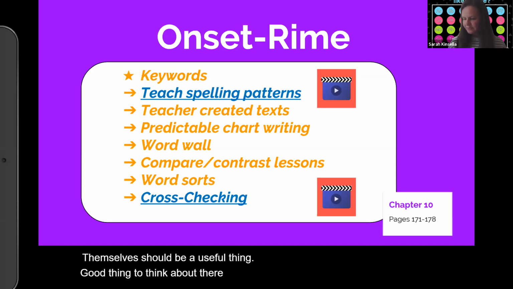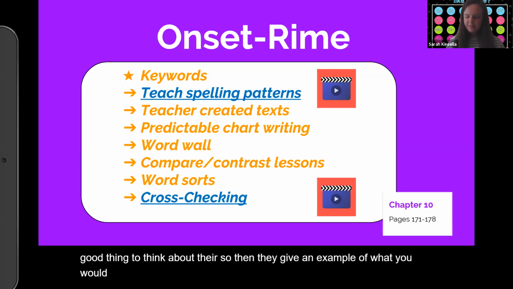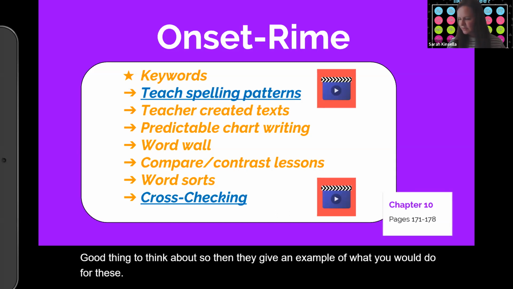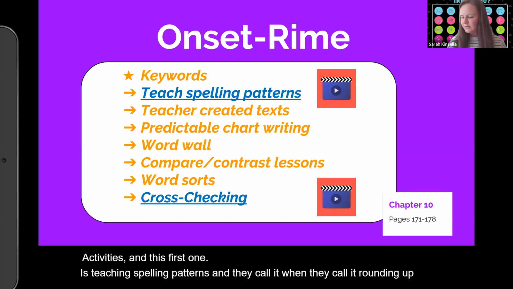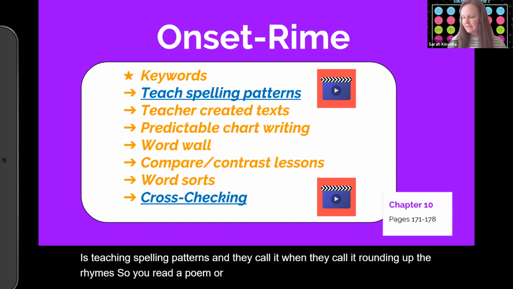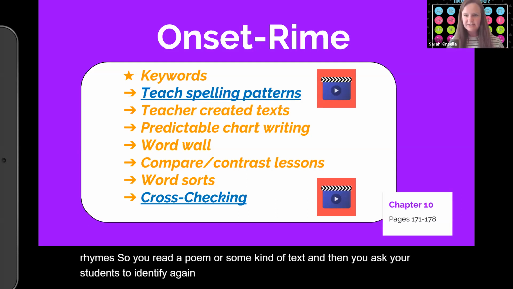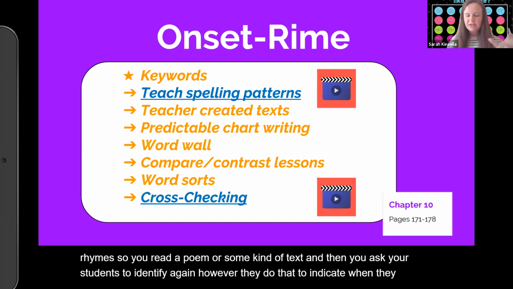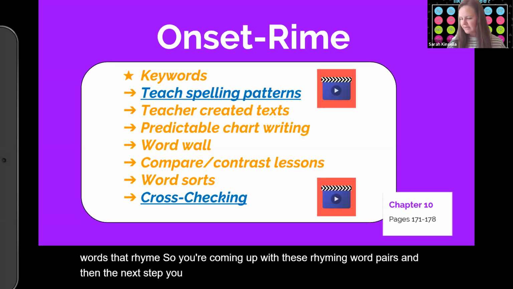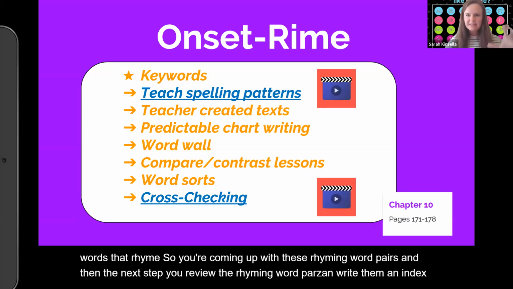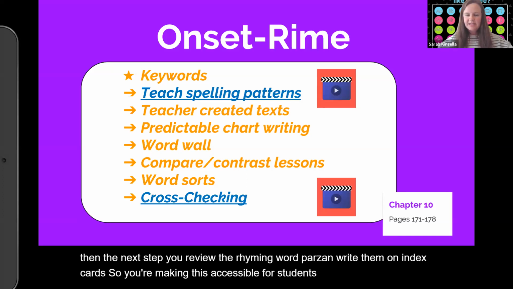So then they give an example of what you would do for these activities. This first one is teaching spelling patterns, and they call it Rounding Up the Rhymes. You read a poem or some kind of text, and then you ask your students to identify, however they do that, when they hear words that rhyme. So you're coming up with these rhyming word pairs. Then the next step, you review the rhyming word pairs and write them on index cards. So you're making this accessible for students, like in a, what did Brenda call it? Pocket charty thingy.